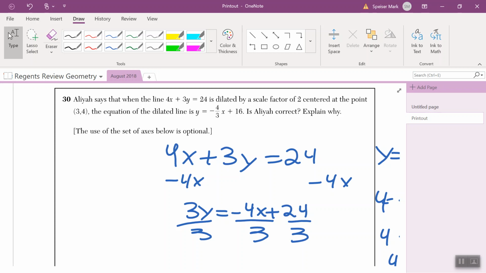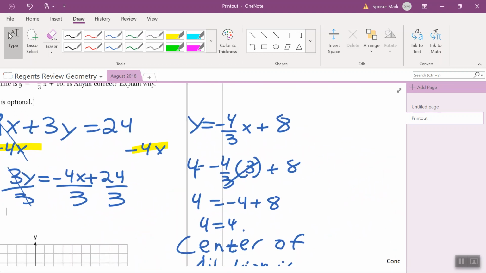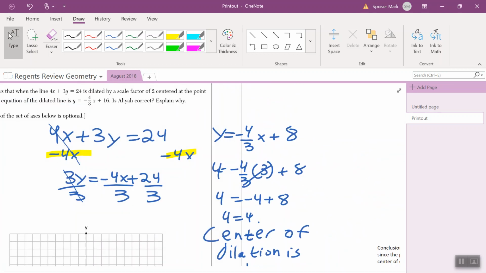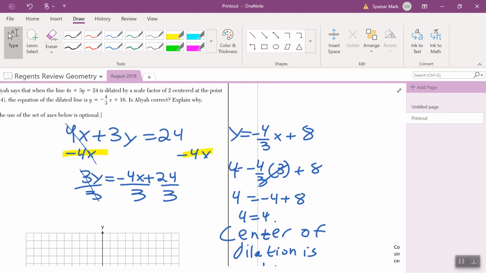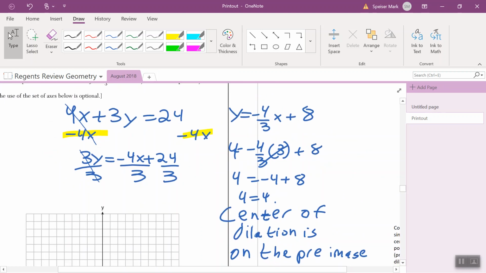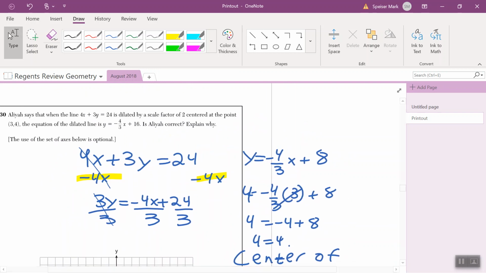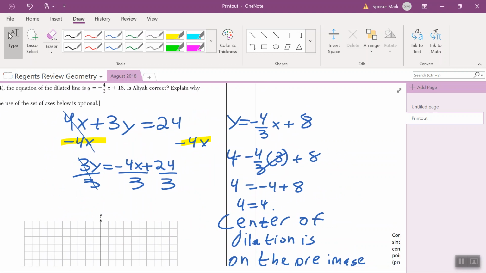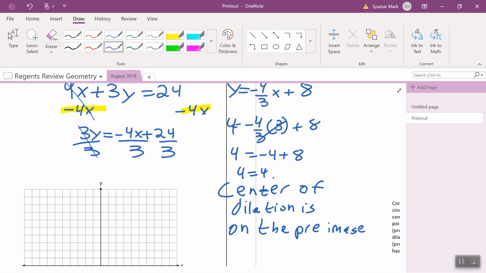So now you take your equation and solve for y. 4x plus 3y equals 24. Subtract 4x on both sides. You get 3y equals -4x plus 24. Divide everything by 3. So that's -4/3 x plus 24 divided by 3, which is 8. Then you take your point, plug it in, and see if the point that you're dilating around is on the line, because if the point you're dilating around is on the line, it will not change. So y equals -4/3 x plus 8, x equals 3, y equals 4. So -4/3 of 3 is -4. -4 plus 8 is 4, so 4 equals 4. Therefore, the center of dilation is on the preimage.